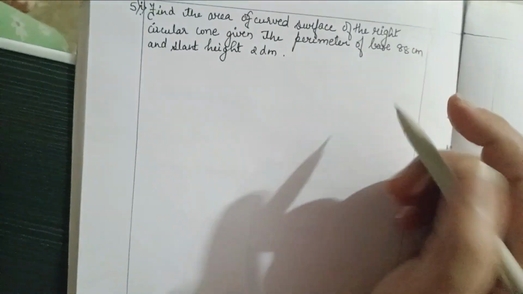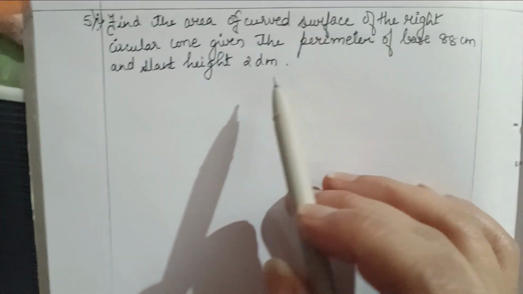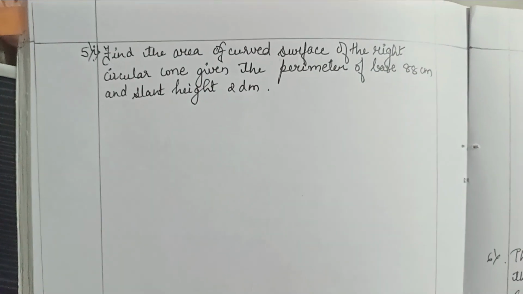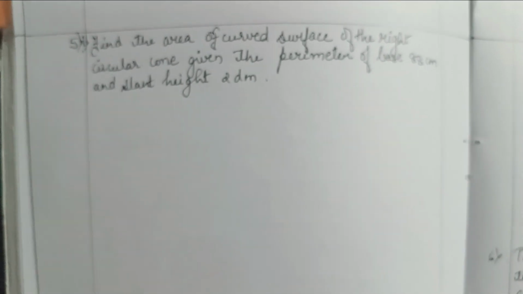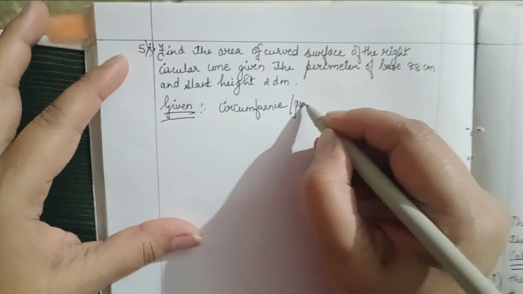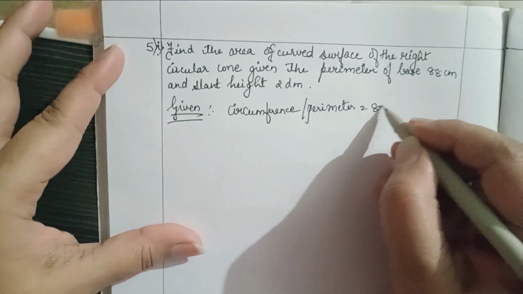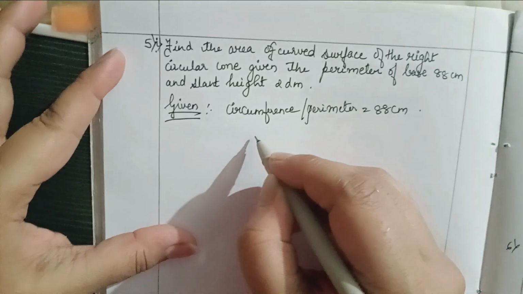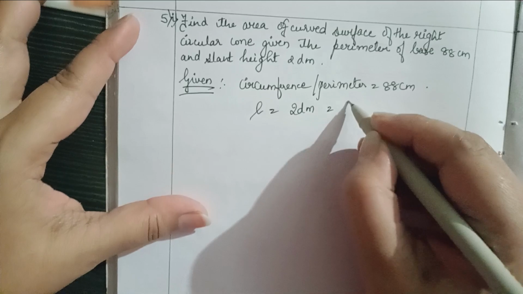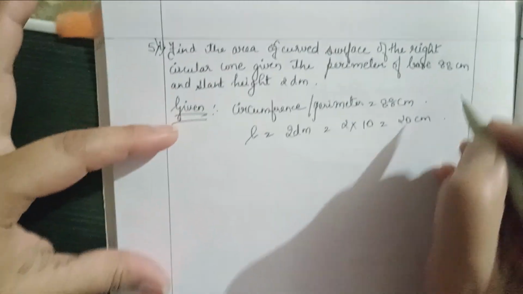Coming on to the fifth sum, find the area of the curved surface of the right circular cone given the perimeter of the base is equal to 88 centimeters and the slant height given is 2 decimeters. So decimeters will be converted into centimeters. Circumference or the perimeter is equal to 88 centimeters. Slant height is given as 2 decimeters. Conversion of it into centimeters will give you 20 centimeters.